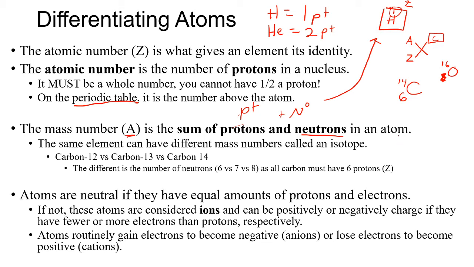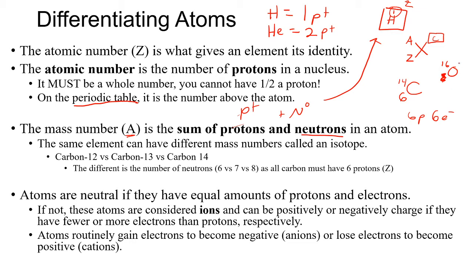Okay, so for charge, if an atom is neutral, that means it has equal amounts of protons and electrons. So if this had a charge of 0, there's no charge, it's just not listed, that means that this atom of carbon has 6 protons and 6 electrons, because in this case it's neutral.